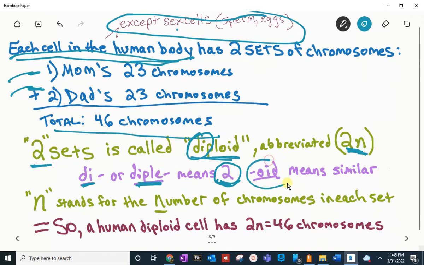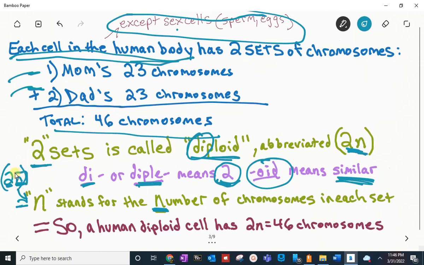And the oid is also from Greek, and it just means similar. So two similar sets of chromosomes is diploid. When we say 2N, when we're abbreviating this, the N just stands for the number of chromosomes in each set. So 2N would be two sets of however many chromosomes this is.